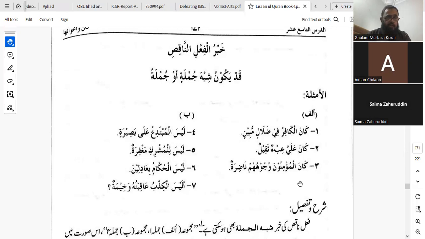Which means if there is a kana or laysa, they've got an ism, and their khabar can either be shibhu jumlatin or jumlatun completely. The complete jumla can be its khabar. Is that clear? Yes, sir. Okay, so Brother Eman, can you point out the sentences in which the khabar of kana is shibhul jumla?